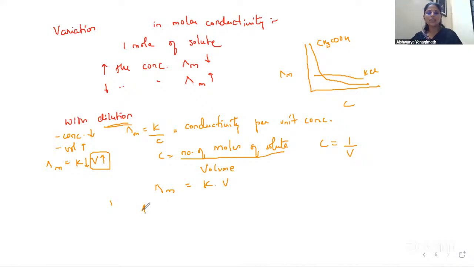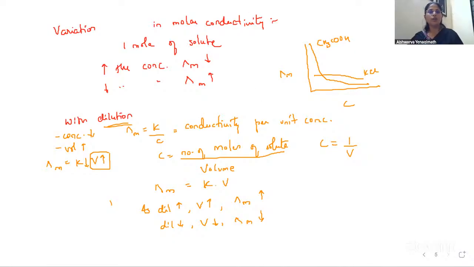So as dilution increases, volume of the solution increases. As volume of the solution increases, molar conductivity also increases. As the dilution decreases, volume decreases, molar conductivity also decreases. And vice versa for concentration. Understanding? So this is about molar conductivity.